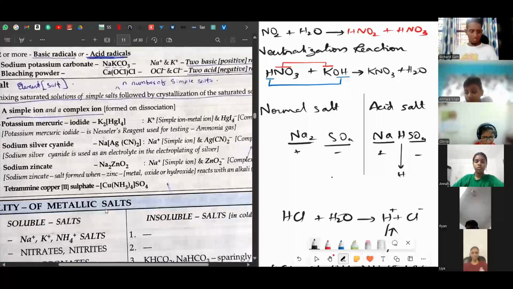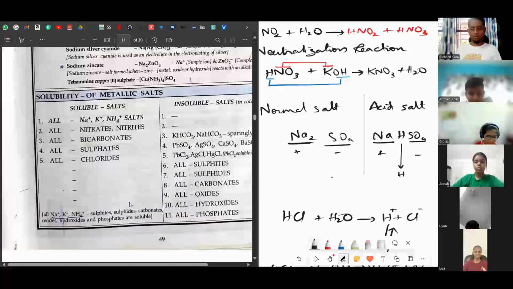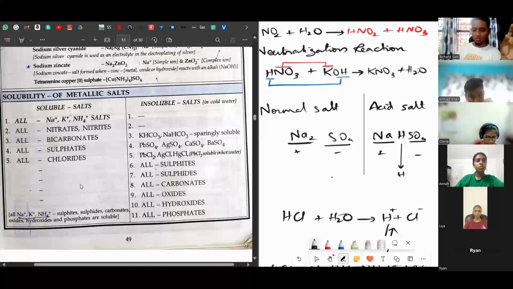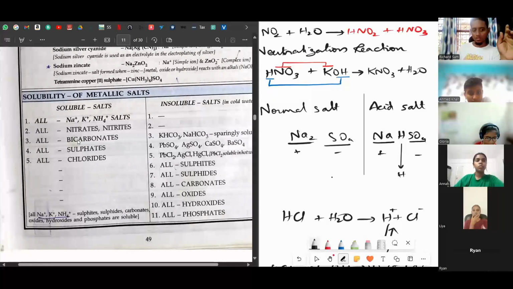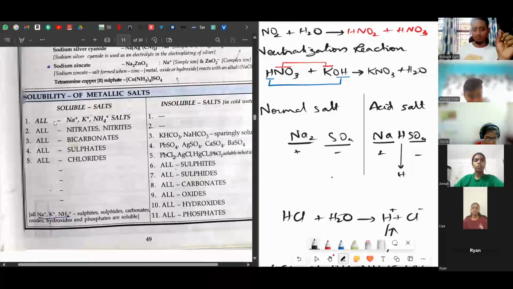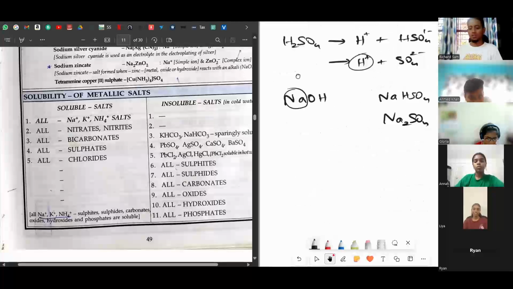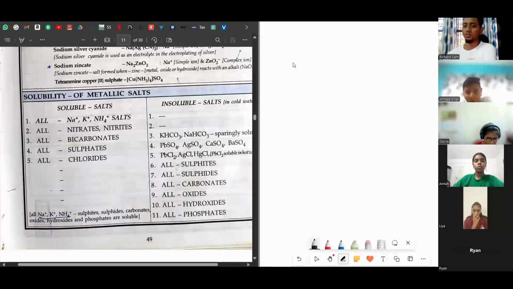Yeah. Okay. We'll go to the next most important topic, which we saw before again, the soluble salts and the insoluble salts. So what are the soluble salts? Now a salt has two parts. What are the two parts of a salt? Salt has a positive radical and a negative radical.